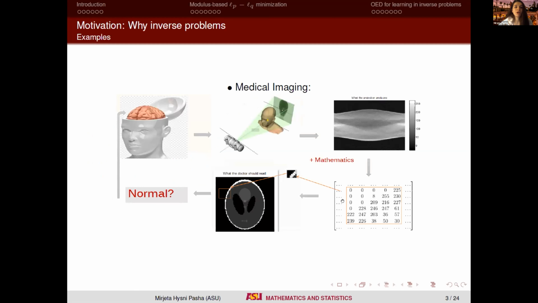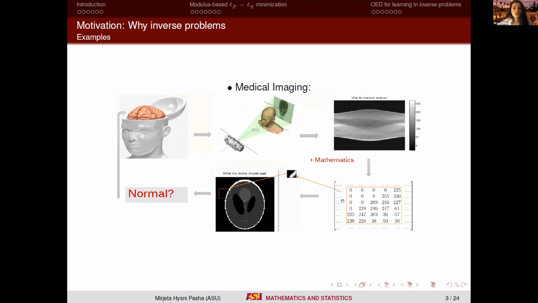So I'd like to start with a motivation first. The first part of my talk will be on inverse problems. What are inverse problems, and what are possible ways that we can solve inverse problems? And then the second part will be focused on the learning approach that we are currently working on.